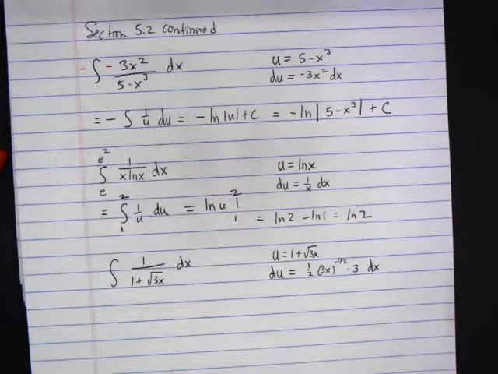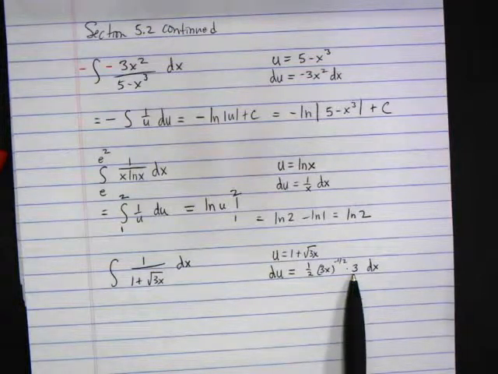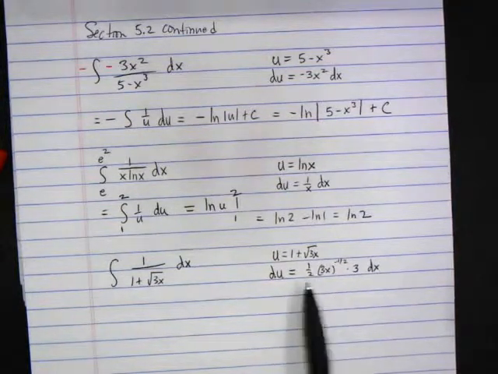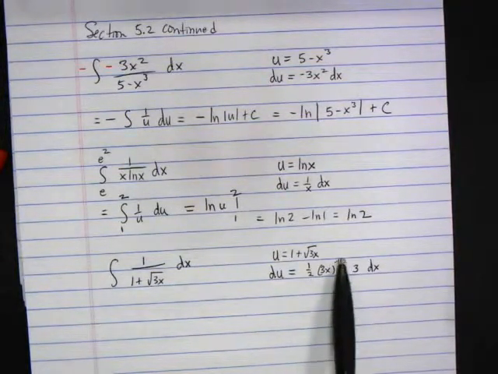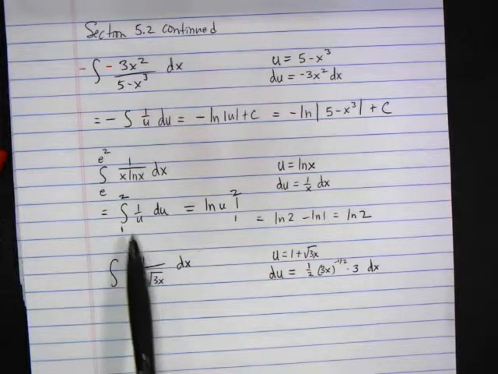So I have a problem. My problem is I can deal with the 1 half and the 3, can't I? Those aren't an issue, those are just numbers. But this thing doesn't show up over here. So what do we do?